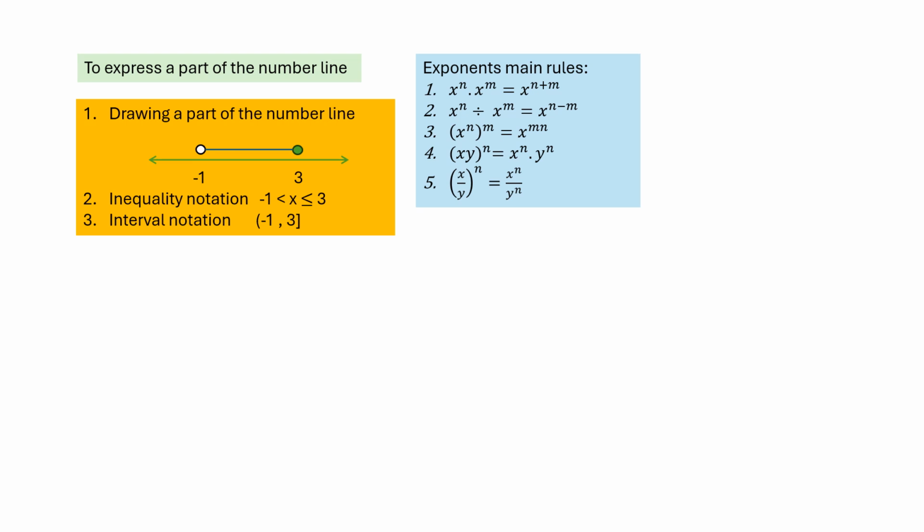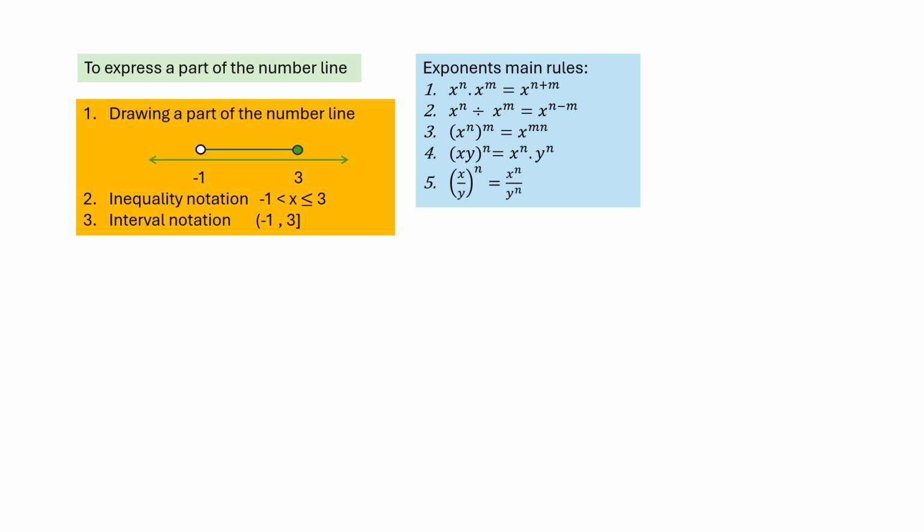Exponents main rules. You have studied this before, I am sure. Rule 1: when you multiply the same base, you must add the powers. x power n times x power m equals x power n plus m. Rule 2: when we divide the same base, you must subtract the powers. So x power n divided by x power m equals x power n minus m.